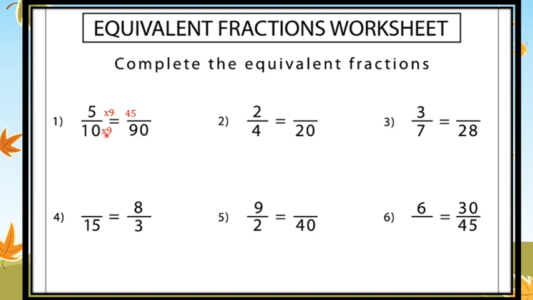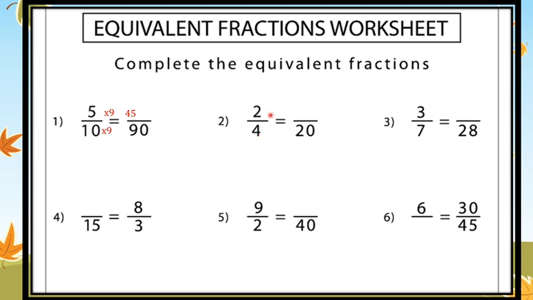Both the numerator and denominator are multiplied by the same number. And how have we got 9? By reading the table of 10, the number of times to reach 90. 10 nines are 90. And when we found 9, we understood that if the denominator is multiplied by 9, the numerator will also be multiplied by the same number. So equivalent fractions are found like this only. We multiply or divide the numerator and denominator by the same number. Let's solve one more to understand this better.